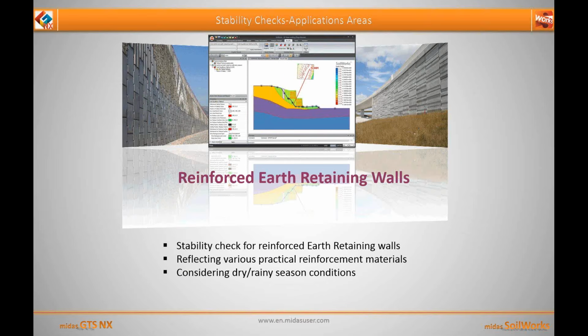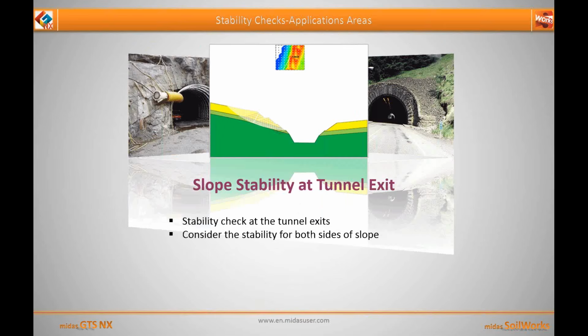The second is reinforced earth retaining walls. So, the stability check for reinforced earth retaining walls, reflecting various practical reinforcement materials and also considering dry as well as rainy season conditions for slope stability. Next is the slope stability at tunnel exits. Wherever you have a tunnel exit, slope failure becomes a very important check to perform, and one should perform the check for both the slopes coming onto the tunnel exits.